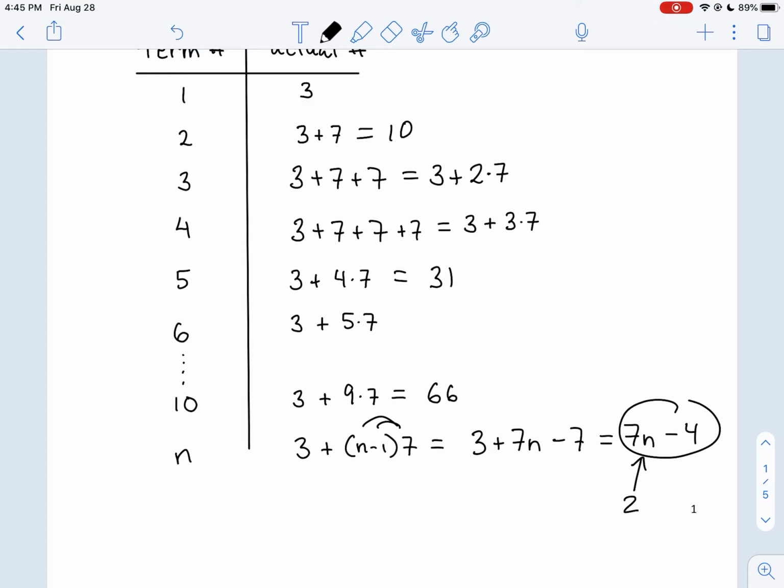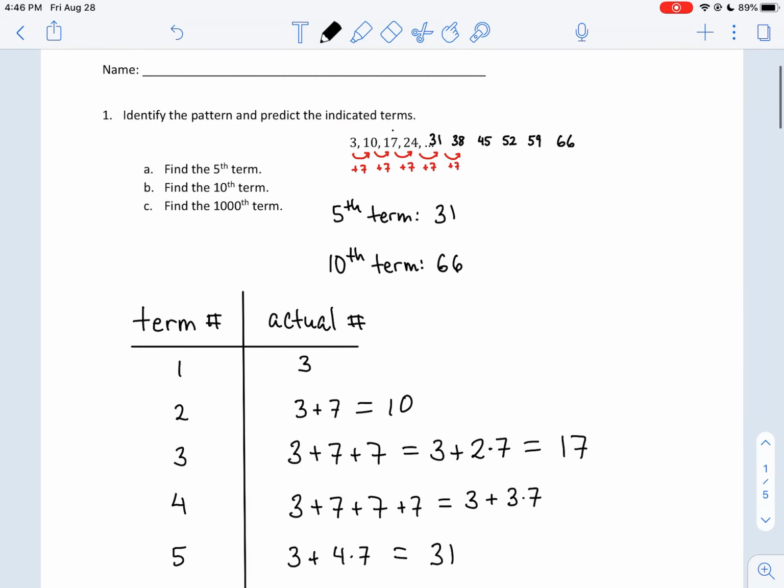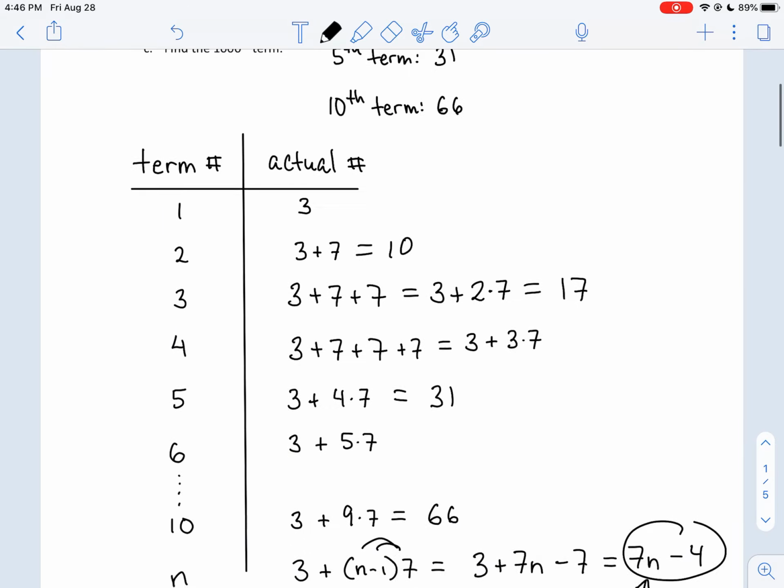etc. Plug in 3. Right, let's go here and plug 3 in for the n instead. 7 times 3 is 21. Minus 4 is 17. Is that what we get by this calculation? 2 times 7 is 14 plus 3. Yeah, we get 17 as well. Right, confirming that 17 was in fact the third number in this list.